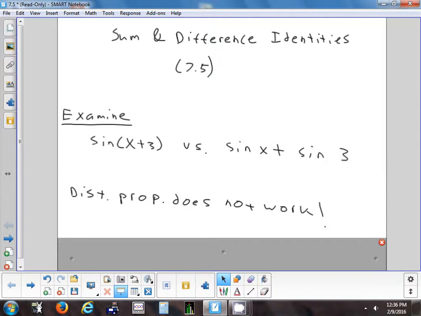Right, so the first thing we're going to do is come up with a formula. I think I'm going to start with cosine. We'll come up with one where we have a cosine with a sum. Then we'll do cosine with a difference. Then we'll do sine with a sum and sine with a difference.